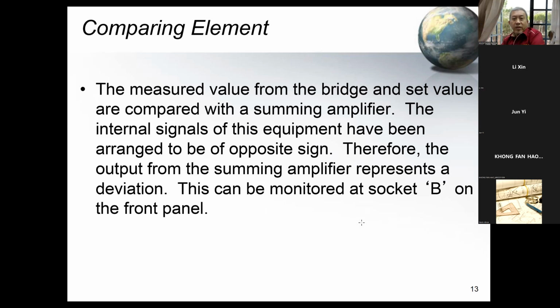And the comparing element is the operational amplifier. The measured value from the bridge and the set value are compared with the summing amplifier. The internal signals of this equipment have been arranged to be in opposite signs. Therefore, the output from the summing amplifier represents deviations. This deviation is very important: the difference between the output and the input of the set values.